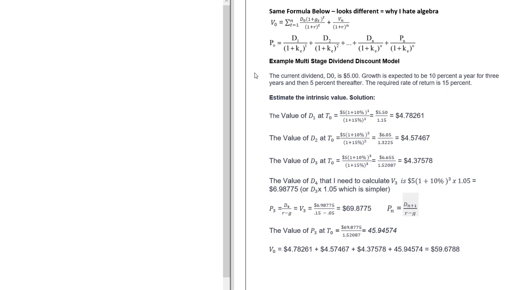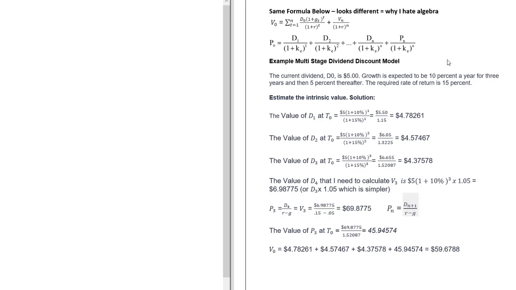Okay, so we're going to work through the example of this multi-stage dividend discount model. So first, let's look at the data and then explain why it's multi-stage. So the current dividend, D0, is $5. Growth is expected to be 10% a year for 3 years and then 5% thereafter. The required rate of return is 15%. So we need to calculate the intrinsic value, or the P0. But they're not giving us the price of the stock at some point in the future. They're just giving us the dividend today. They're giving some growth rate on the dividends and the required rate of return.